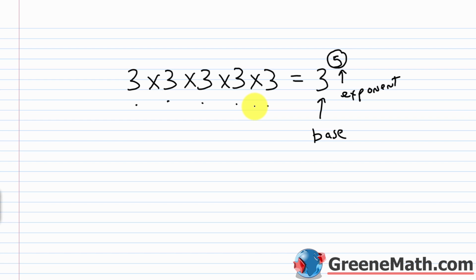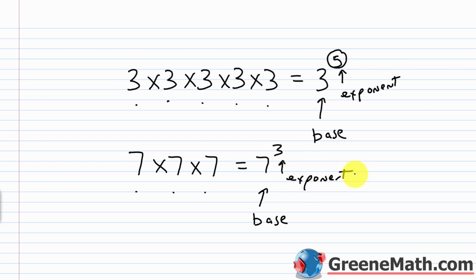Now, let's look at another example. Let's say we had 7 times 7 times 7. The number that's being multiplied by itself is 7, so that's my base. And then I have 1, 2, 3 factors of 7, so my exponent is 3.